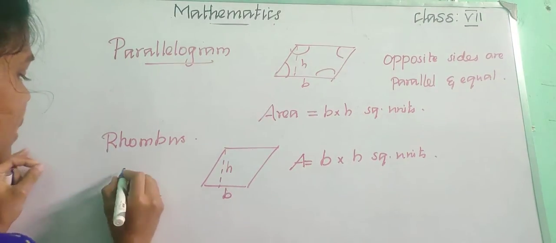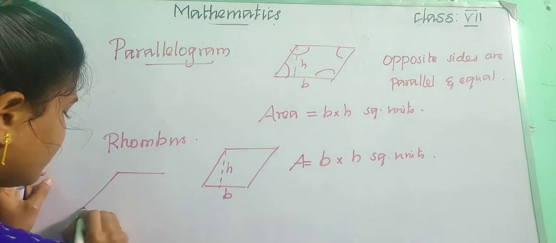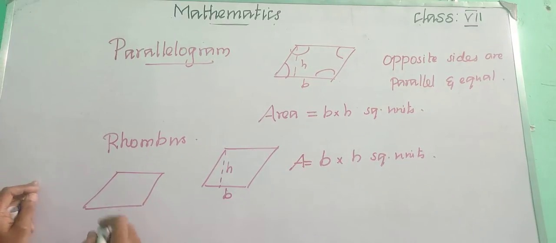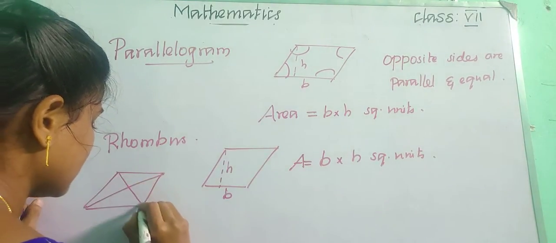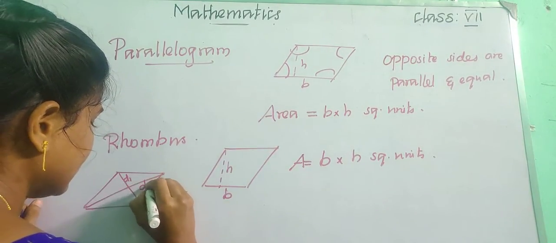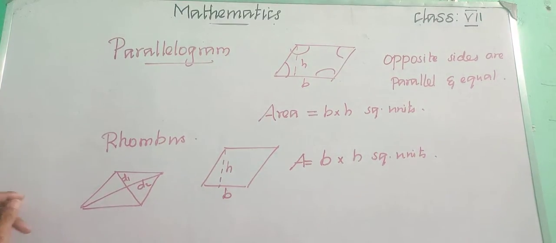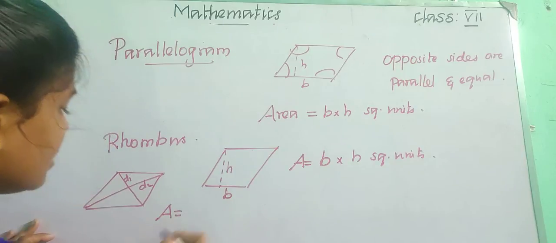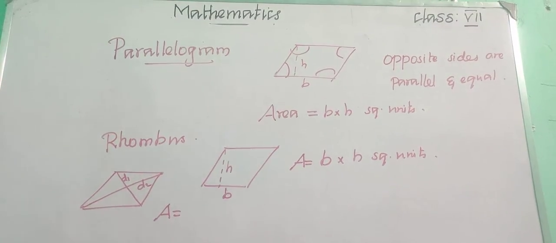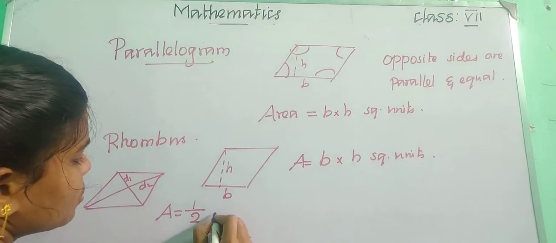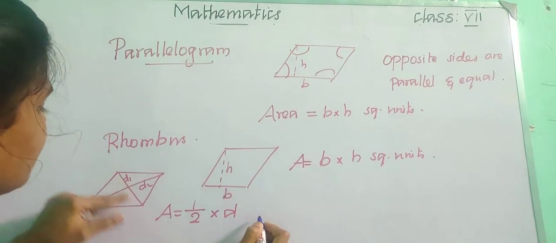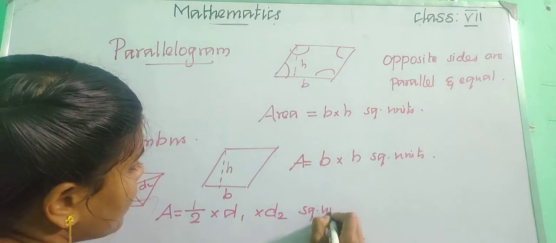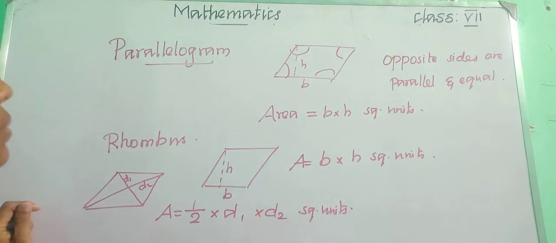And if you are having diagonals, how will you find the formula for area of rhombus? See, if it is having diagonals, it is D1 and it is D2. So how will you write the formula for rhombus? Area equal to half into D1 into D2, this D1 diagonal 1 into D2 diagonal 2, square units. Don't forget to write square units, okay children.